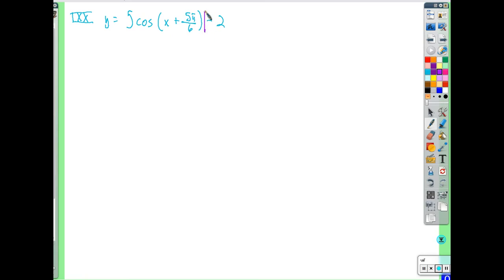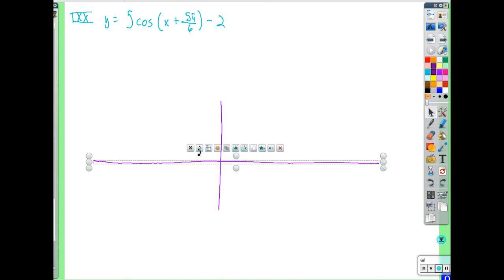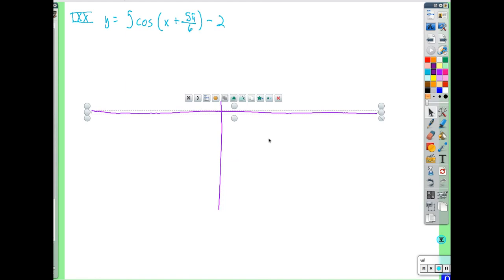Alright, so you'll notice here we have a vertical shift, here we have a horizontal shift, and here we have an amplitude change. Let's call it a change. Okay, so as we graph this, let's start by moving it down. Let's see, we're going to move down 2 and have an amplitude of 5, so we're going to need quite a bit of room down in the bottom part of this graph, so I'll just move this up. Alright, so we're going to move this down to 1, 2.